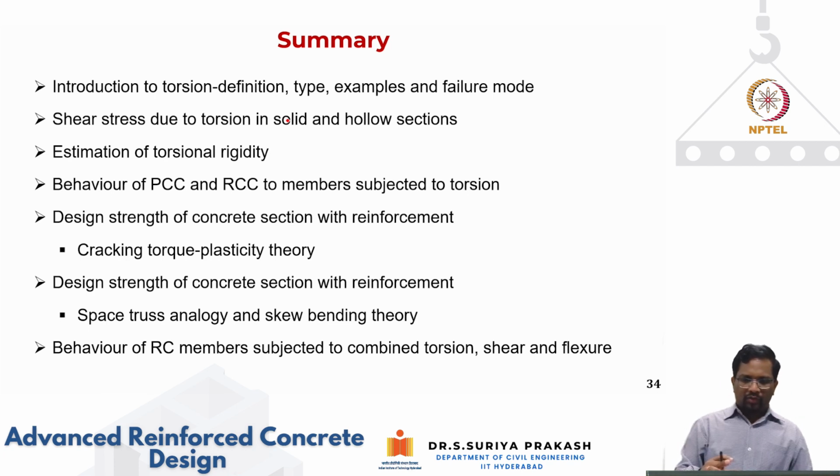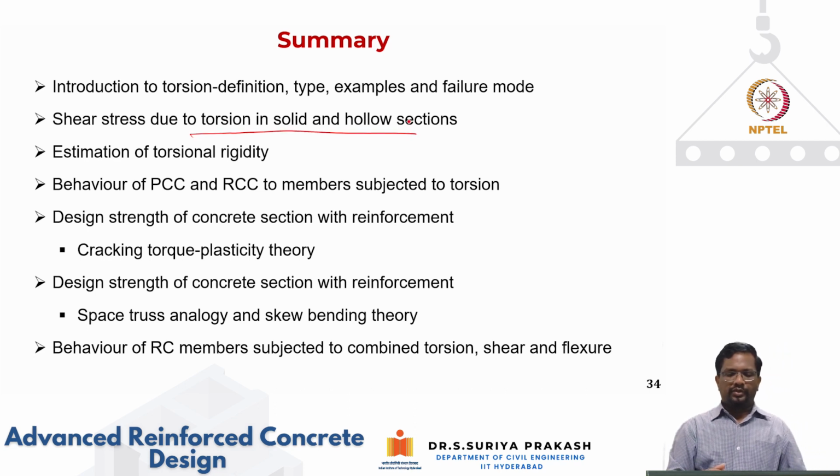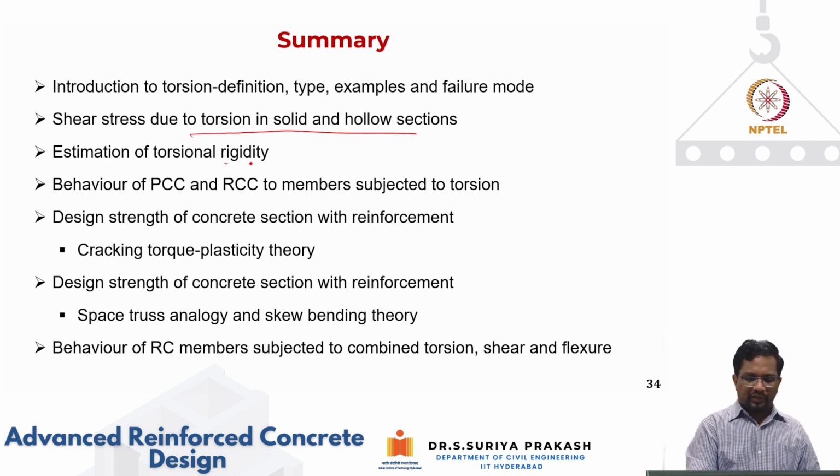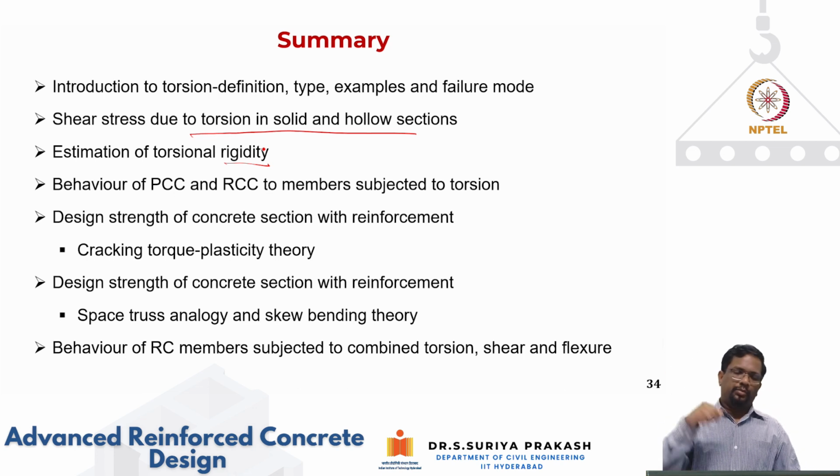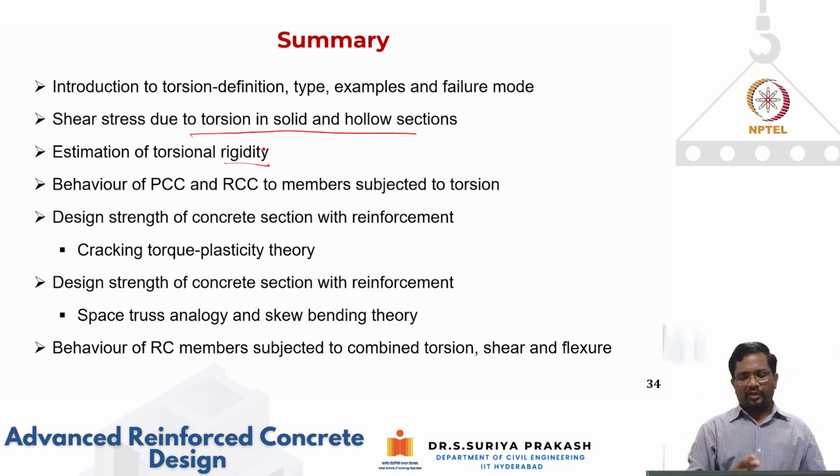So in this module, we talked about torsion. What is torsion? What are the two types of torsion: equilibrium torsion and compatibility torsion. And how shear stresses develop in torsion in solid and hollow sections, and how to estimate torsional rigidity. And the behavior of torque versus twist in plain cement concrete beams and RCC. We also saw that putting a lot of steel is not going to really help in increasing the ultimate strength in torsion. It will help to an extent to arrest the crack width and the performance of the beam, but strength is not going to increase much.